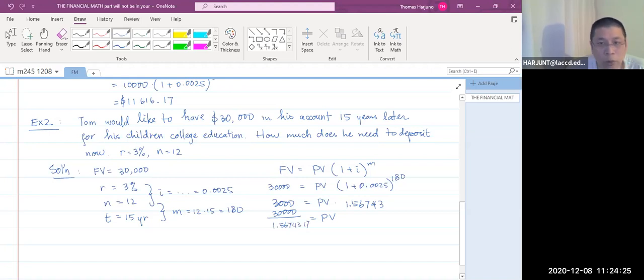Actually, let me put more. So my present value, the amount of money I need to put in right now, so that 15 years later it becomes 30,000, I need to put in $19,139.59. That's how much I need to put in right now, and just leave it there for 15 years.